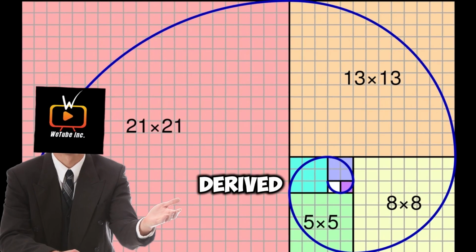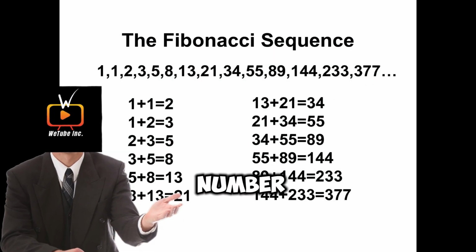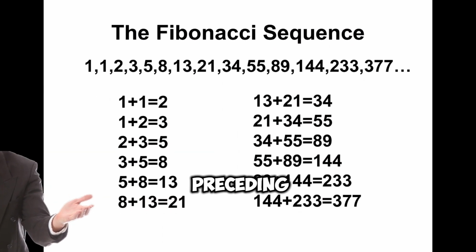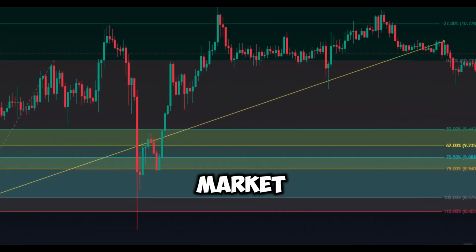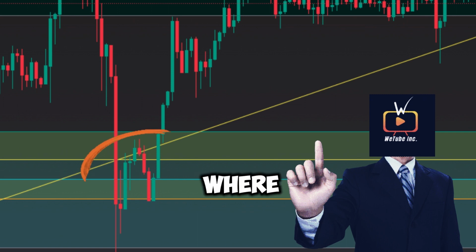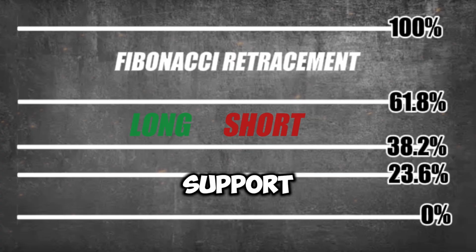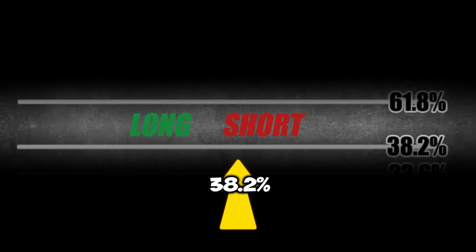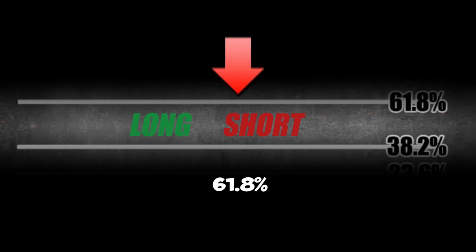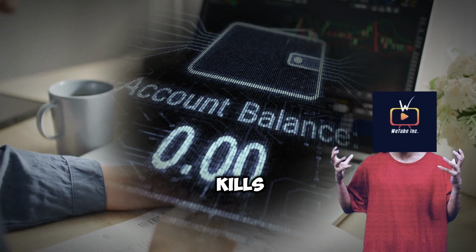These levels are derived from the Fibonacci sequence, a series of numbers where each number is the sum of the two preceding ones. During a trending market, Fibonacci retracement levels can serve as indicators for where to enter the market on pullbacks. They enter a long or short position near a Fibonacci support level, such as the 38.2% or 61.8% retracement levels. And now, here's one mistake traders make that absolutely kills their account.